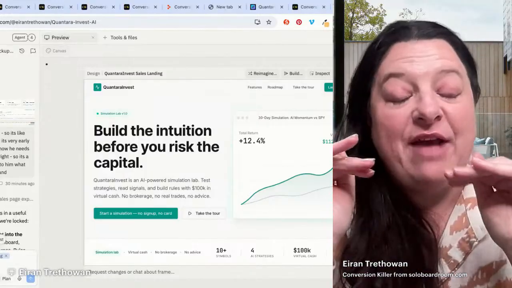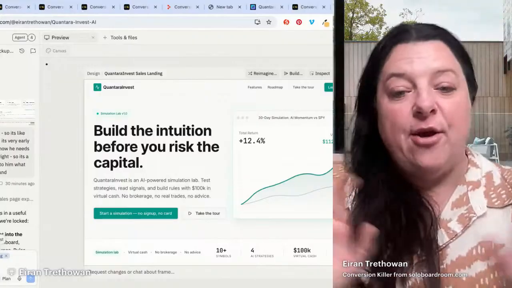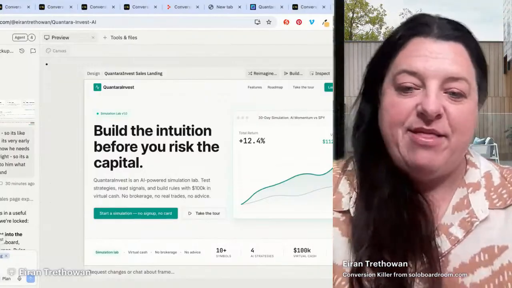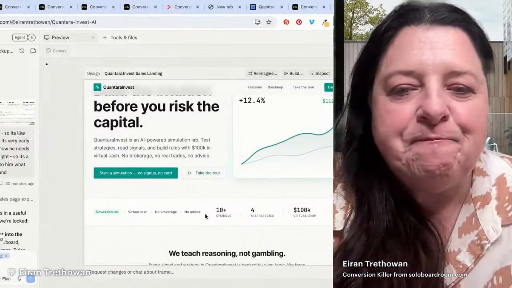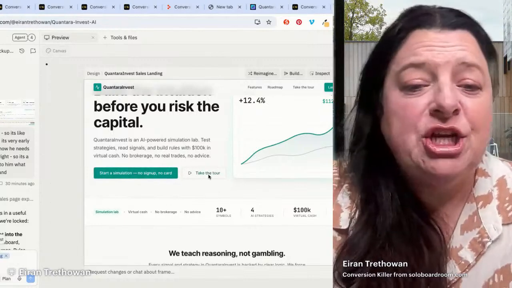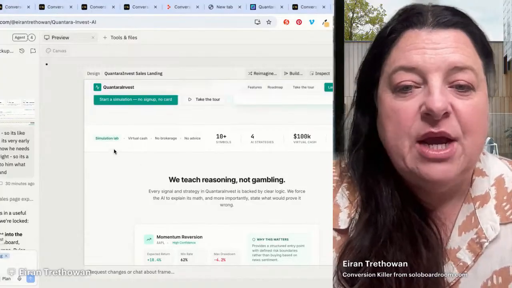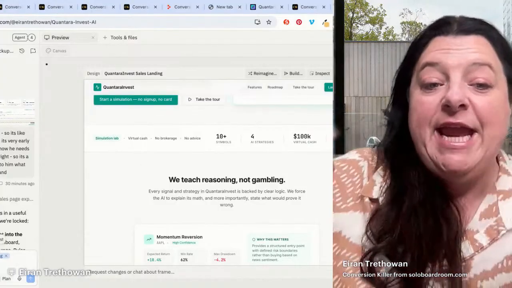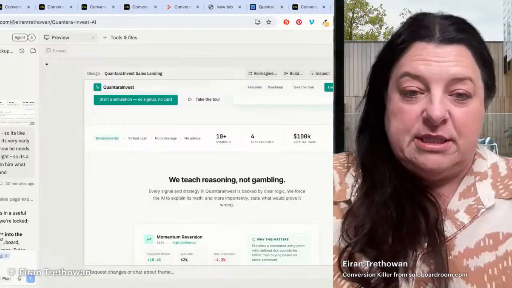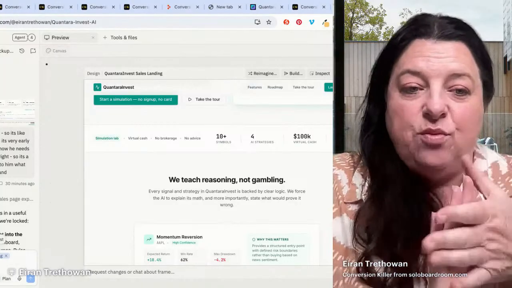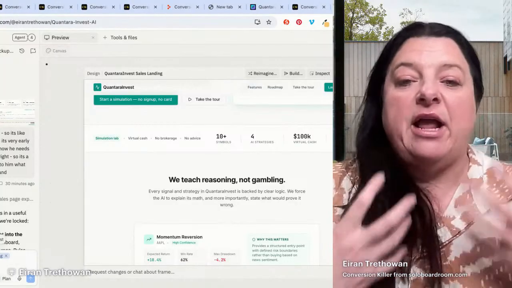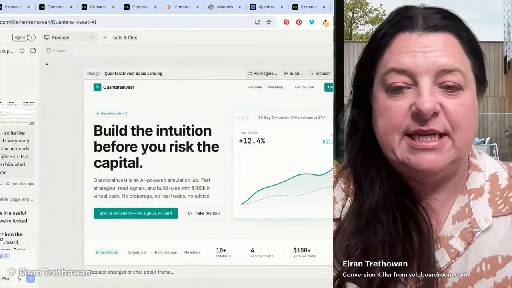What I love about this, you can have 5 different versions going at the same time, and then you can compare them. Very cool. So you can start a simulation, you can take the tour, you can read the roadmap of the product. We're repeating the things that are really important, right? The things that people would want, that if I land on this, I'm like, oh, what is this investment thing?